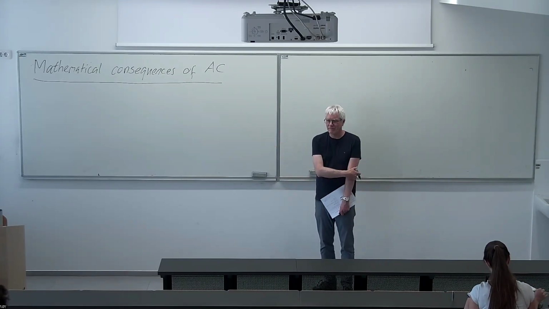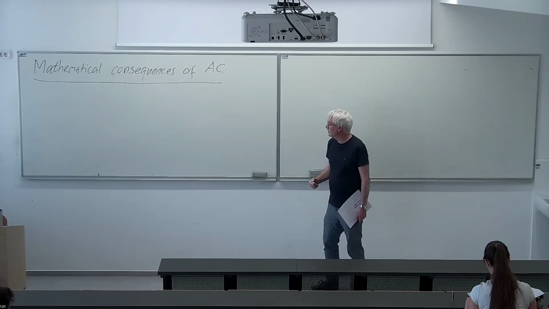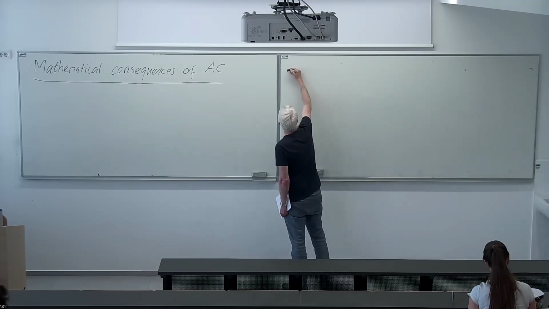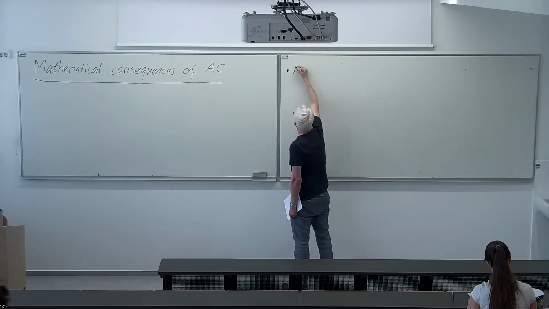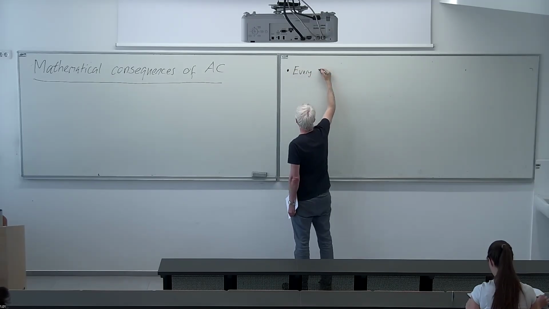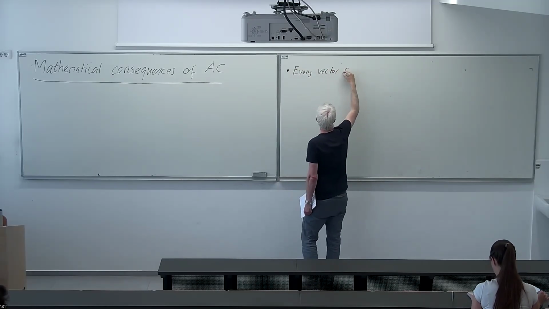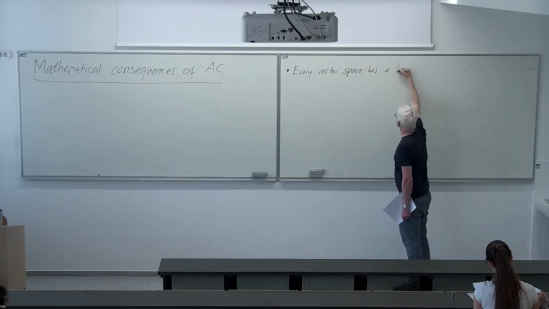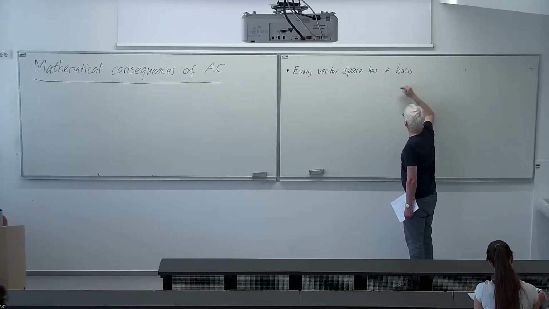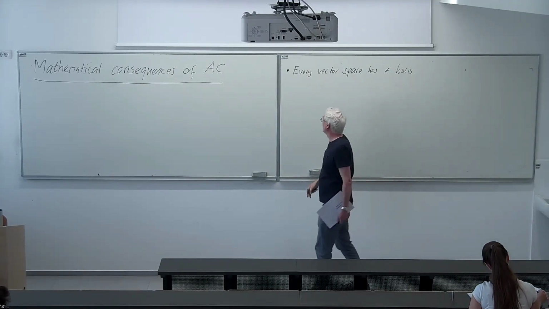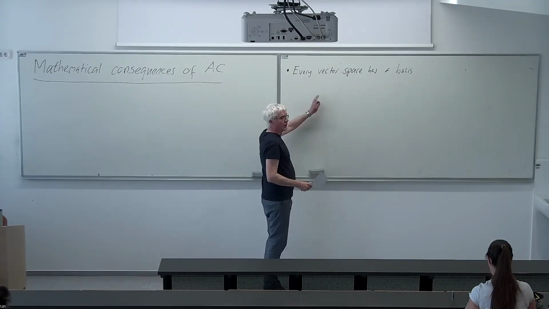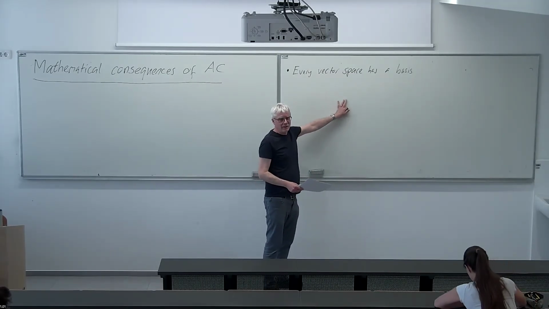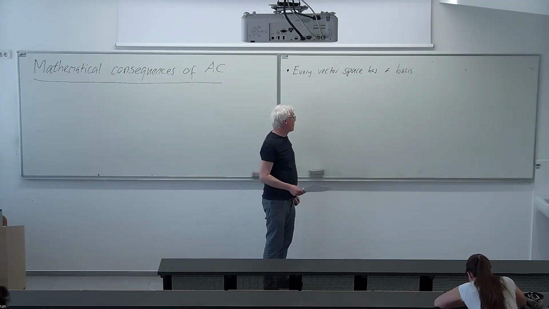Every vector space has a basis. That's a good one. This is from linear algebra: every vector space has a basis. Once you have a basis, you have a canonical way of writing vectors as linear combinations of basis elements.